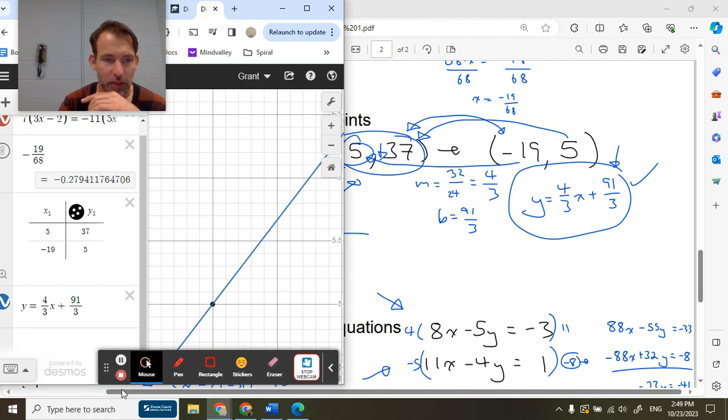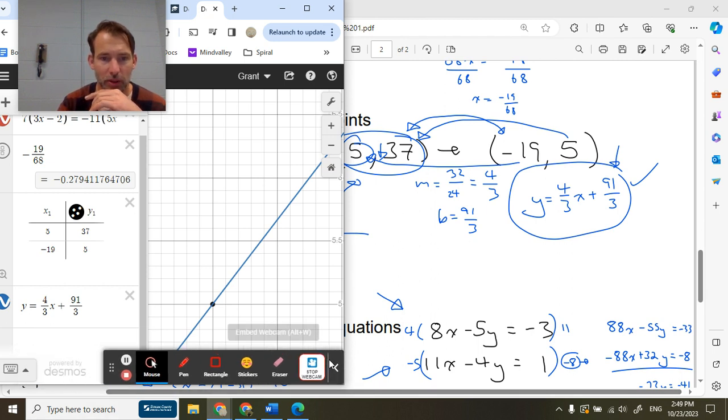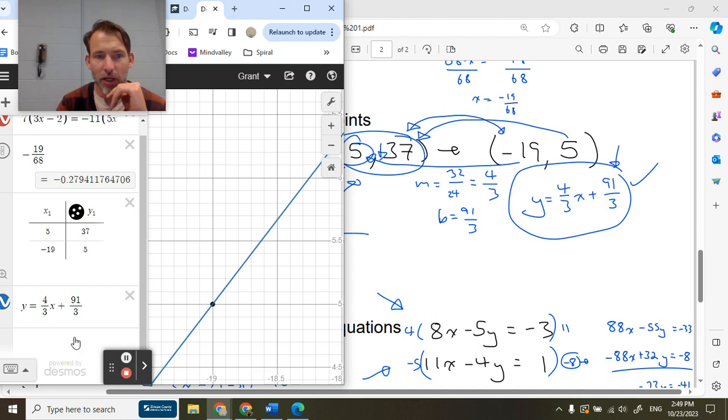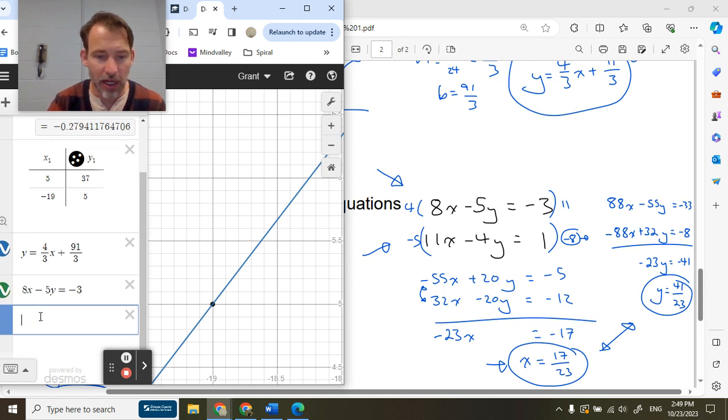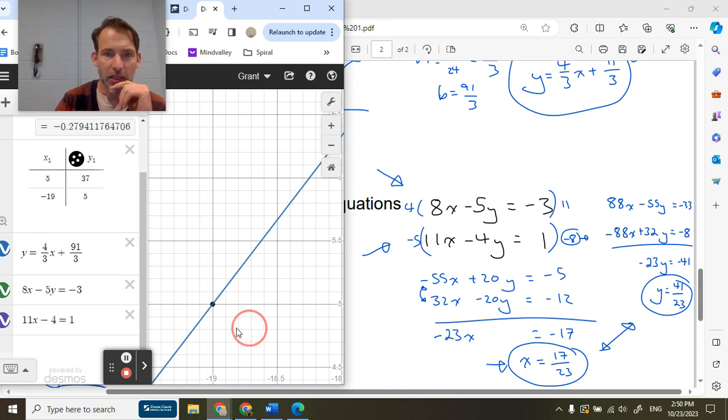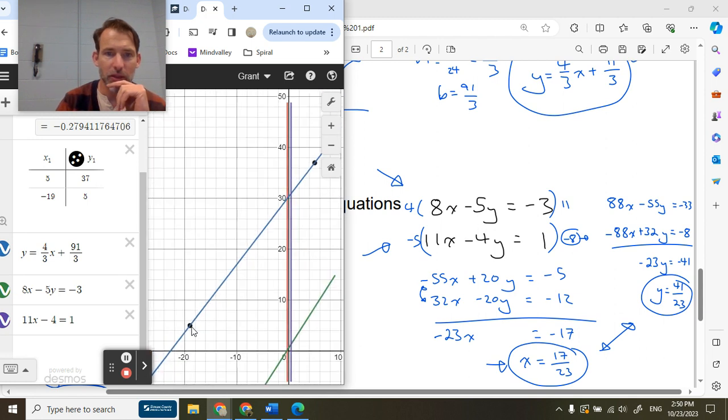Okay, I just want to move this a bit out of the way. There is no out of the way. I can just make it smaller. All right, systems of equations. So let's go. 8x minus 5y equals negative 3. That's one of my lines. And then 11x minus 4 equals 1. I can't see them. Where are they? Zoom out and we'll find them.